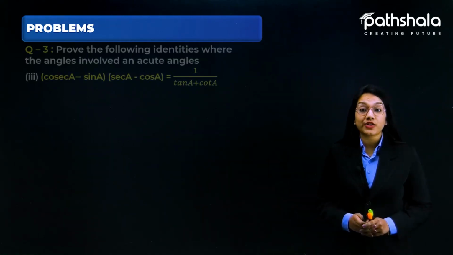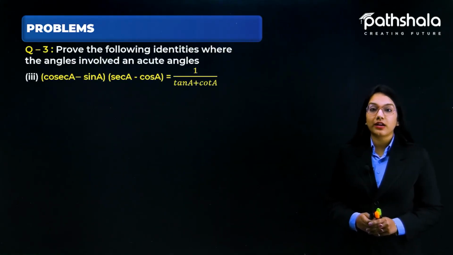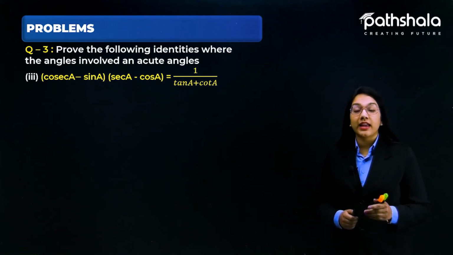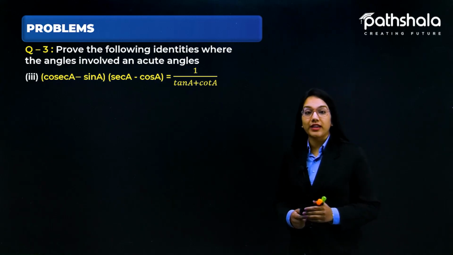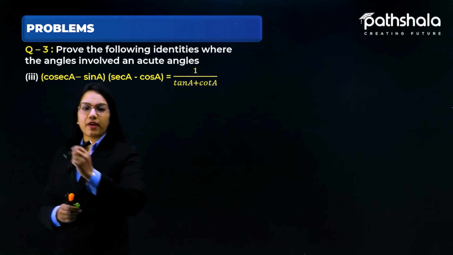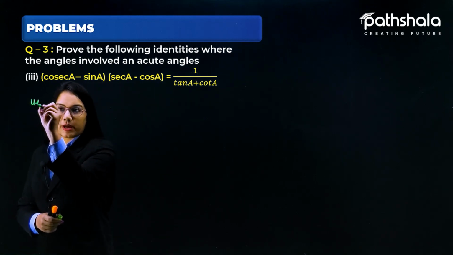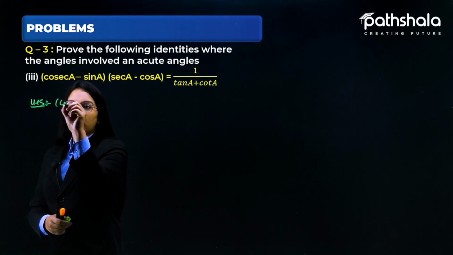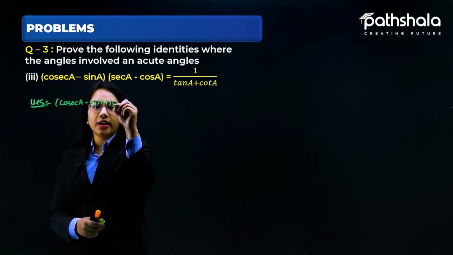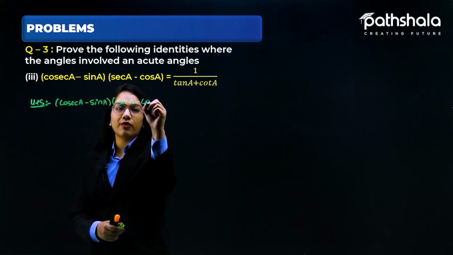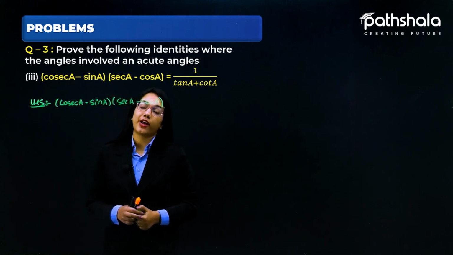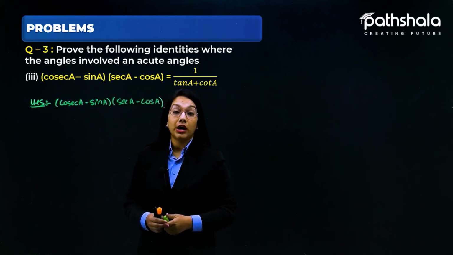Now let's see the next part of the question. The third part says that (cosec A minus sin A) into (sec A minus cos A) is equal to 1 by (tan A plus cot A). So we just have to prove this fact. Let us suppose I'm starting with the LHS. My LHS is nothing but (cosec A minus sin A) into (sec A minus cos A). I will try to reduce it into the form of the RHS.